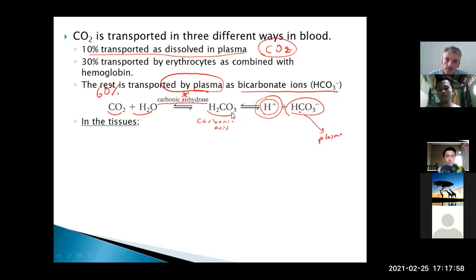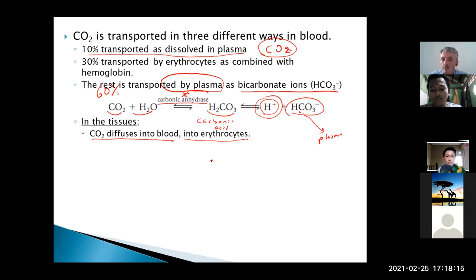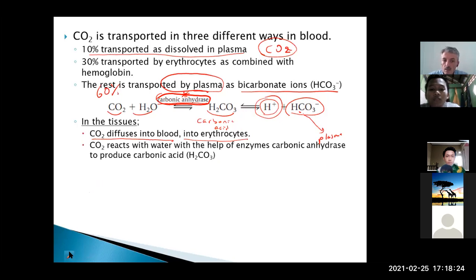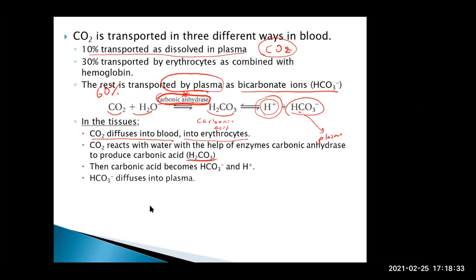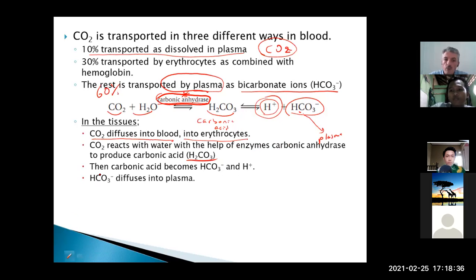This is important. So in our tissues, in your muscles, let's say, when you are exercising, what happens? Let's go step by step one more time. CO2 enters the blood, diffuses, and then enters the red blood cells for this reaction to happen, because the enzyme is there. This enzyme is inside red blood cells. Then CO2 plus water becomes carbonic acid. Then carbonic acid becomes 2 ions. Then our bicarbonate ion goes out into plasma and then travels in the plasma.